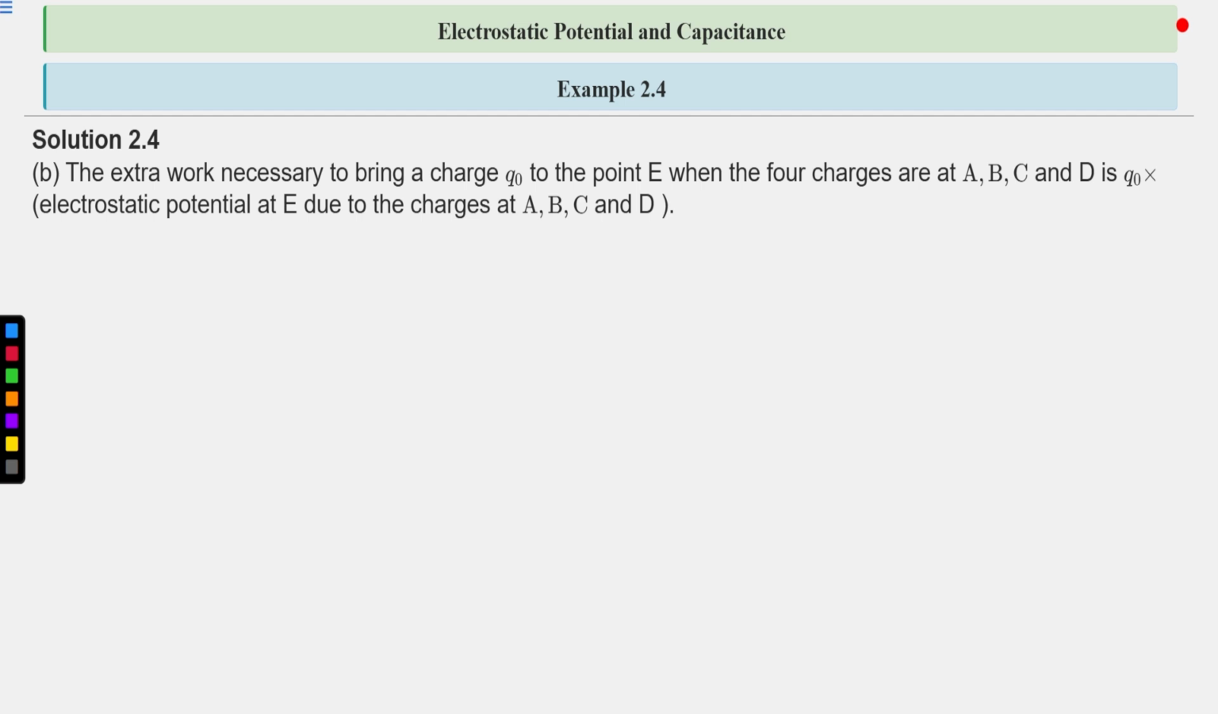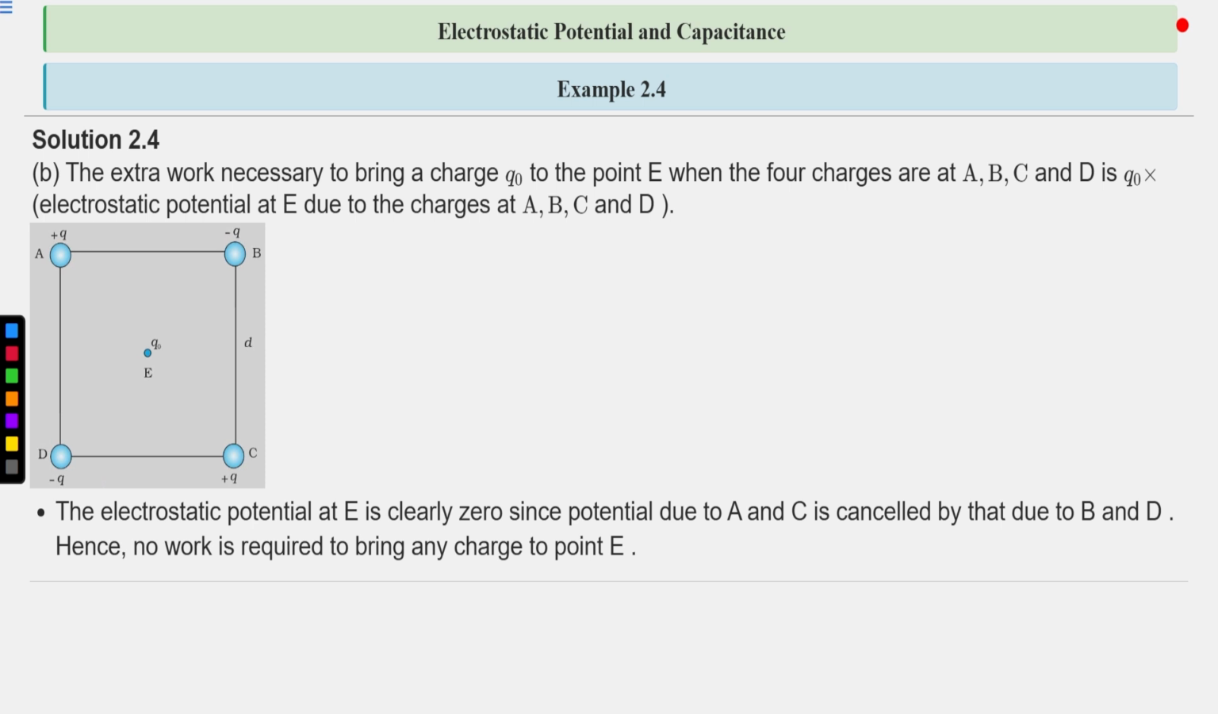Okay, so what is the extra work necessary to bring a charge Q naught to the point E when the 4 charges are at A, B, C, and D? Q naught is the charge we have to bring into the electrostatic potential at E due to all the charges A, B, C, and D. All these charges are at equal distance from this E point, because this E point is at the center. And potential due to these 2 negative charges cancels out the potential due to these positive charges. The electrostatic potential at E is clearly 0, since potential due to A and C is cancelled by that due to B and D. Hence, no work is required to bring any charge to point E. So there is 0 work done required to bring any charge to this point E. I hope you understood.